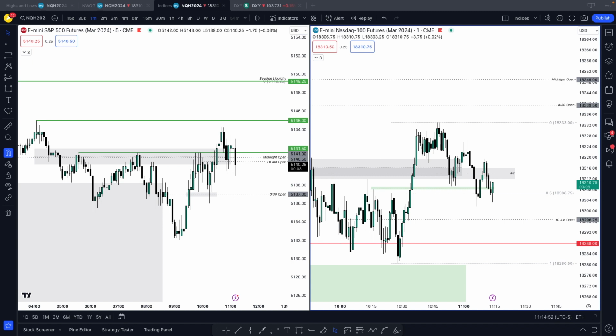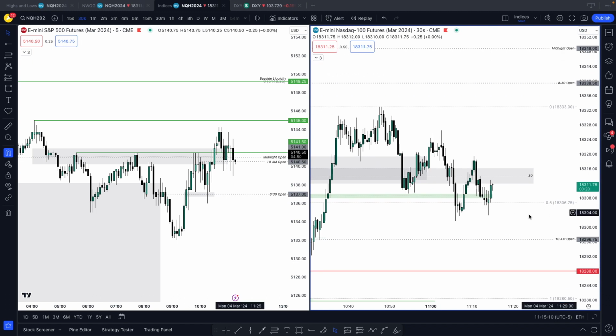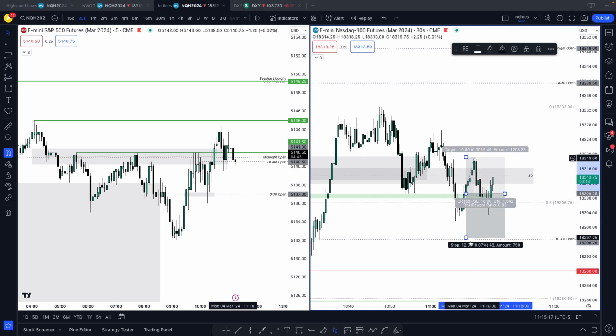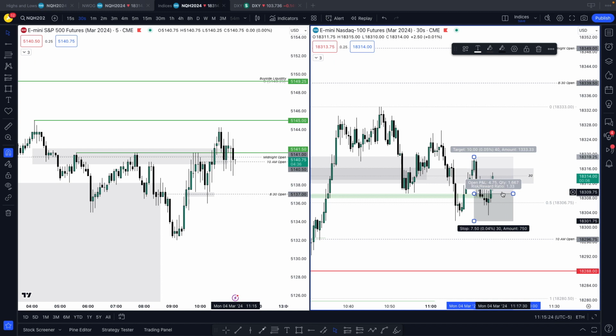Douglas, 30-second model here. I missed that. 1107. Let's see. Yeah, you could. I mean, there's your 30-second fair value gap there to enter in. So it would be like that. And you'd reach for 10 handles. Entry would be there.